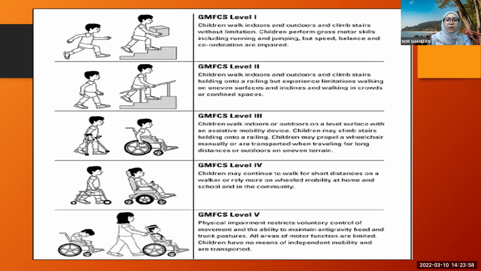This is level 3. For level 4, children may continue to walk short distances with a walker, but rely more on a wheelchair at home or school. Level 5 means physically impaired. There is restriction in voluntary control of movement, and also problems with the ability to maintain anti-gravity head and trunk posture. Most children with CP in level 5 are unable to lift up their head, and all areas of motor function are limited. They have no independent mobility and need to be put in a wheelchair to be moved around.